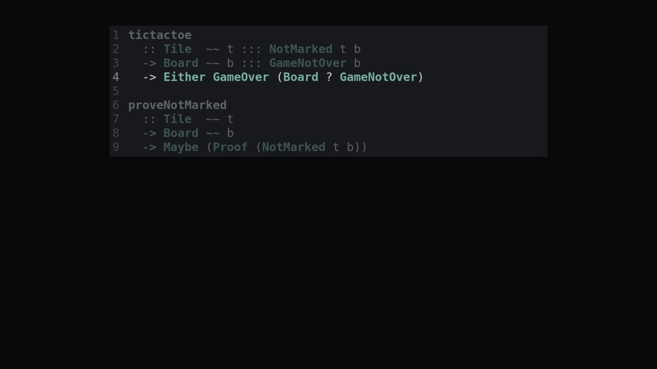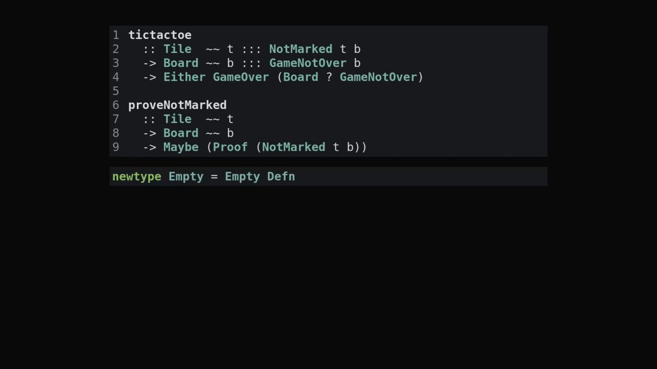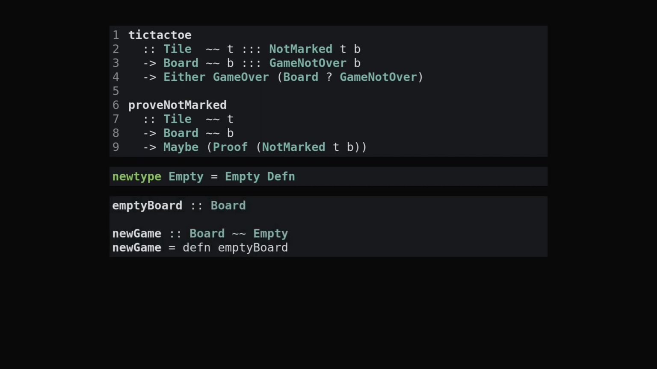We don't have to do it this way. We could create a separate procedure to prove a game isn't over, but this is a little bit more interesting. We have no way of ever invoking the Tic-Tac-Toe procedure because we have no way of proving some initial board isn't in a game over state. What we can do is create a special name, in this case empty, and assign it to the empty board with the procedure defn.